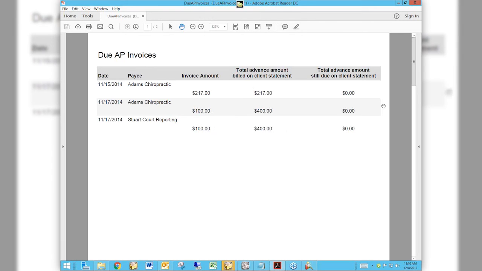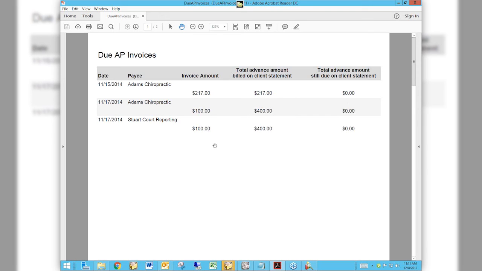Now, let me explain these two columns. What you see here is that, well, let's look at this example. Here's a check for $100, also to Adams Chiropractic, that appeared on an invoice to the end client, the client of the law firm, along with $300 other worth of advances. And all of those have been paid. Now, why do we do this? Why don't we just say, hey, these have been paid?